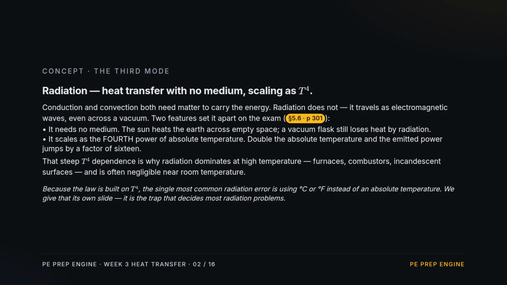Second, it scales as the fourth power of absolute temperature. Double the absolute temperature, and emitted power jumps 16-fold. That's why radiation dominates at high temperature: furnaces, combustors, glowing surfaces, and is often negligible near room temperature.